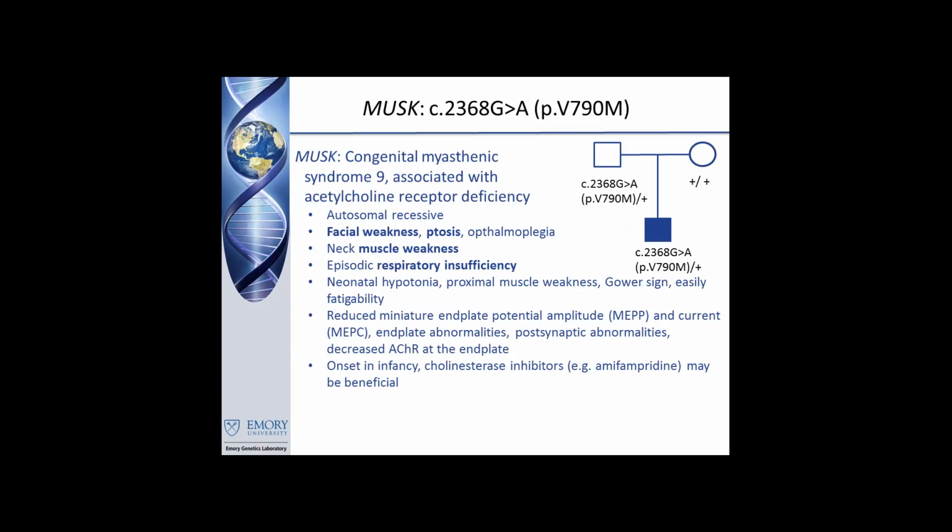On exome sequencing, we identified a missense variant in the MuSK gene, which is associated with congenital myasthenic syndrome 9, associated with acetylcholine receptor deficiency. So this disorder is recessive. Its common features are facial weakness, ptosis, muscle weakness. They can have respiratory insufficiency, neonatal hypotonia, muscle weakness, and then there are specific findings on muscle biopsies that can be analyzed as well.